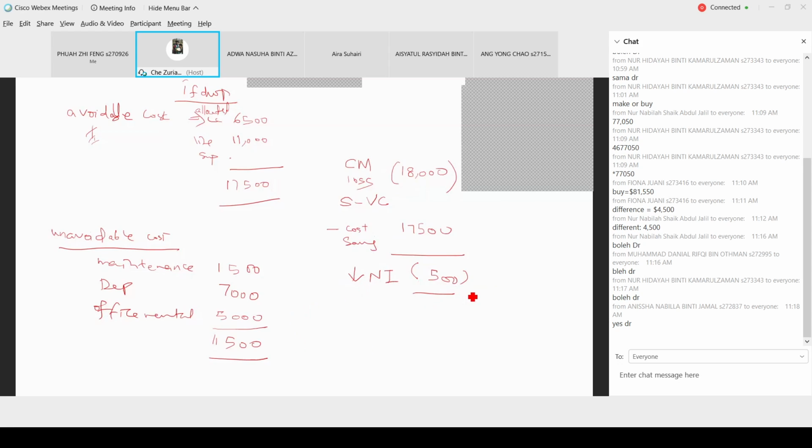So from here, from this one, means that you can keep. Answer you must keep lah. Kalau you drop, you akan rugi 500. Because you lose CM. You tak ambil kira all the unavoidable cost, right? Yang cost-cost yang terlibat yang you tak boleh elak.